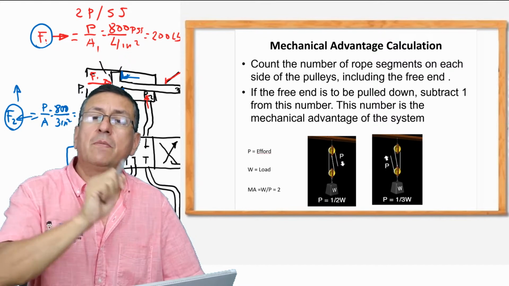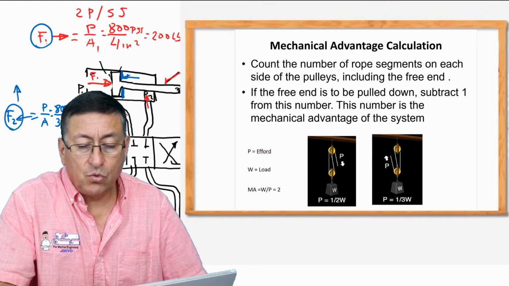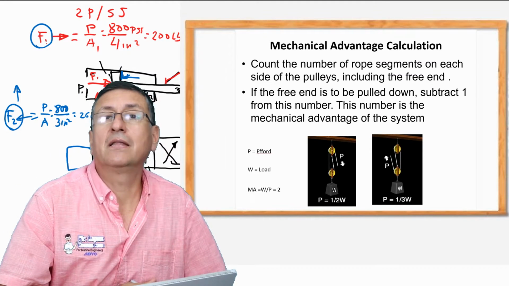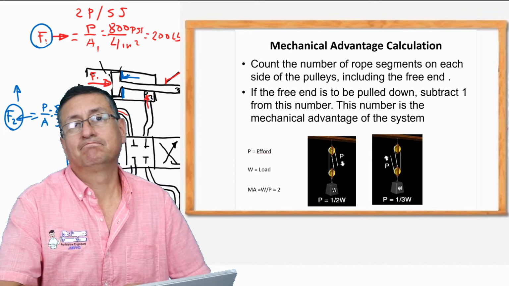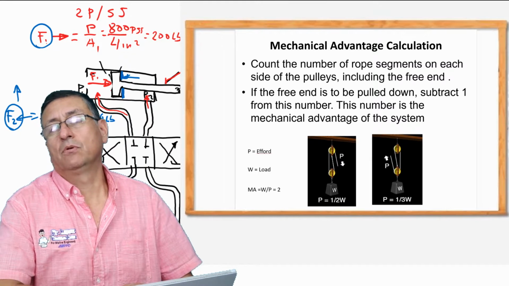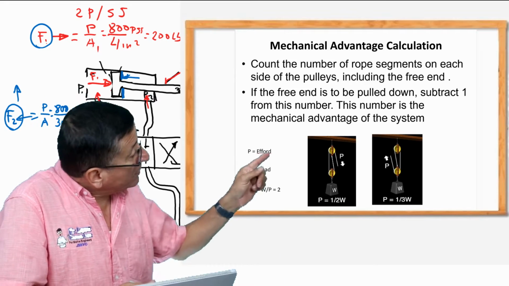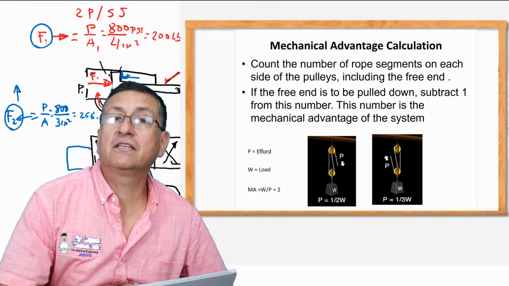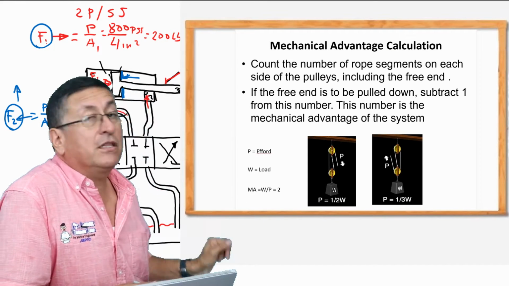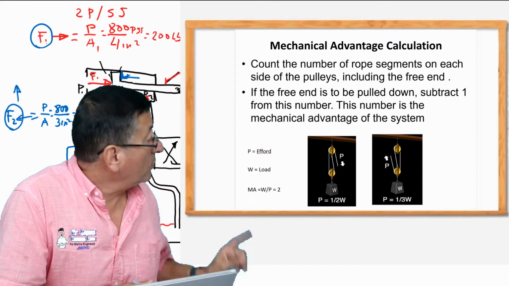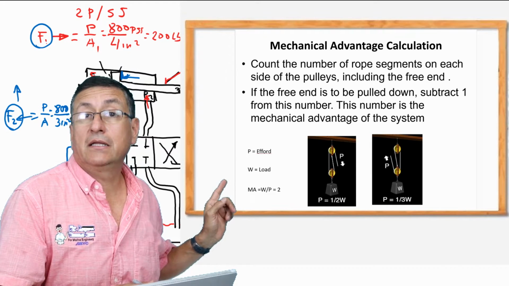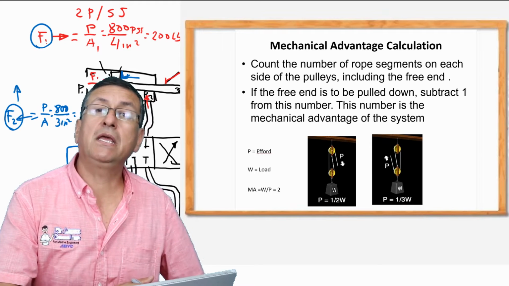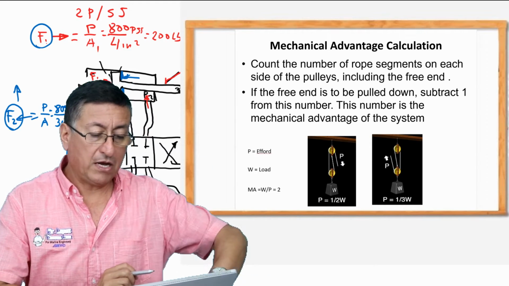What about the second one? You have 1, 2, and 3 lines, but the free end is going up. The mechanical advantage is 3. That's simple. In the second picture, because of those 3 lines, the last one is going up, the mechanical advantage will be 3. In the first one, because of those 3 lines, the end line, the open line, is going down, the mechanical advantage will be 2. Simple. I have more examples.